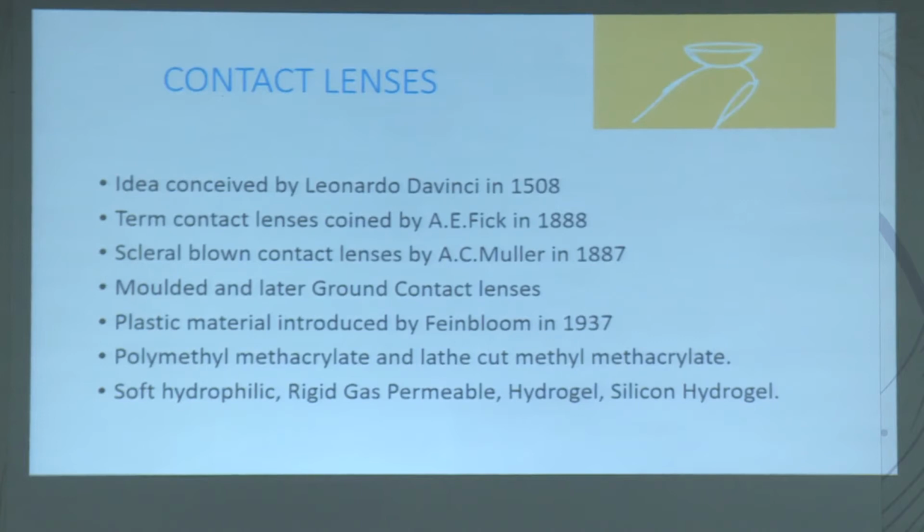Contact lenses. Without serving a cosmetic purpose, the idea was conceived by Leonardo da Vinci in 1508. The term contact lenses was coined by A.E. Fick in 1888. Scleral blown contact lenses by A.C. Muller in 1887; molded and later ground contact lenses were discovered. Plastic material was introduced by Feinbloom in 1937. The materials used were polymethyl methacrylate, lathe cut methyl methacrylate, soft hydrophilic lenses, rigid gas permeable lenses, hydrogel, silicone hydrogel.